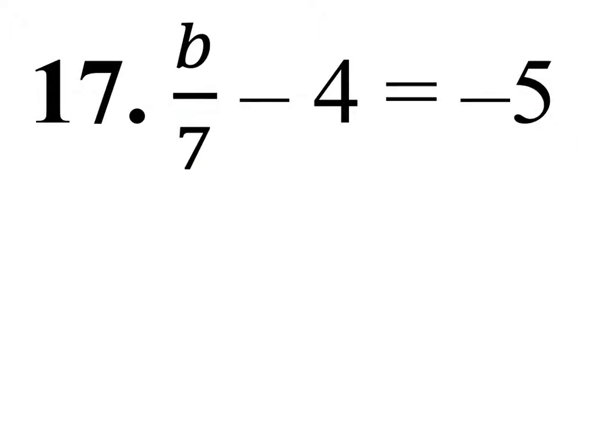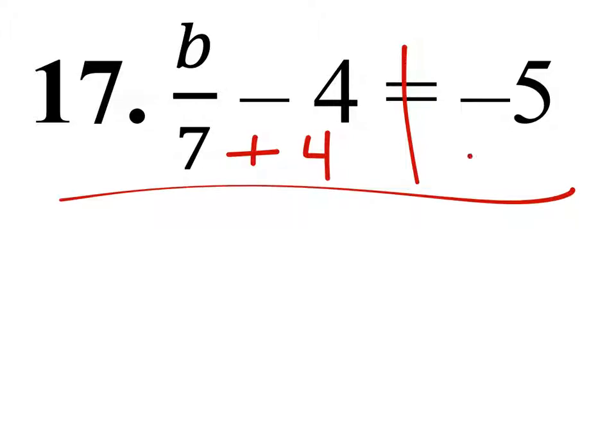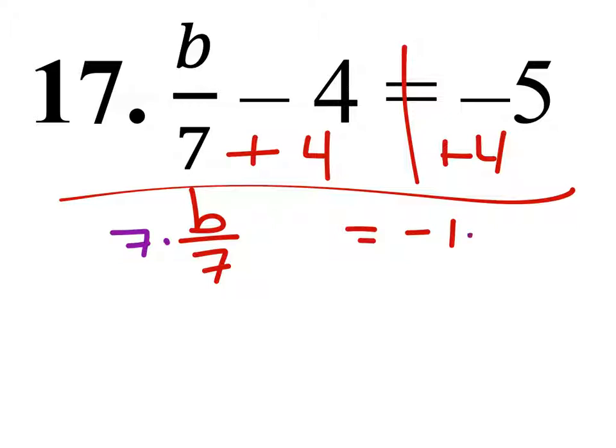All right. b divided by 7 minus 4 equals -5. Let's add 4 to both sides. So then we've got b over 7 equals -1. Now I need to get rid of that divide by 7, so we'll multiply by 7, giving us a 1b again, equals -7.